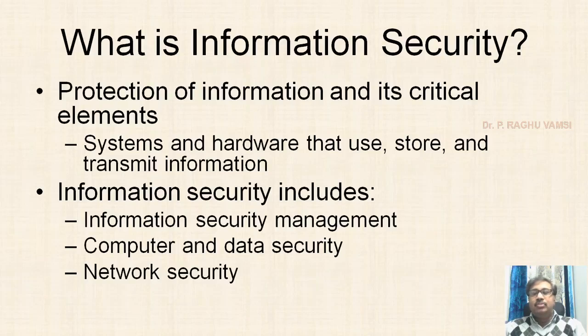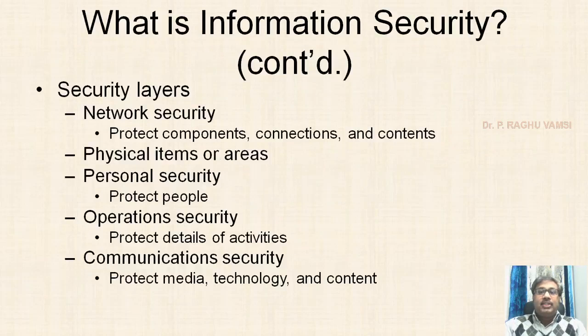Obviously, whatever we have seen so far is related to transmission of the information. So information security includes information security management, computer and data security, and network security. What are the security layers? Physical security protects items or areas, personal security protects the people, especially their privacy, operations security protects the details of activities, and communications security protects media, technology, and content.